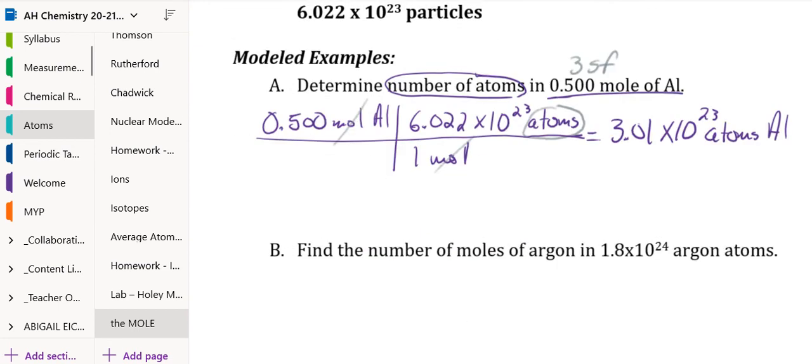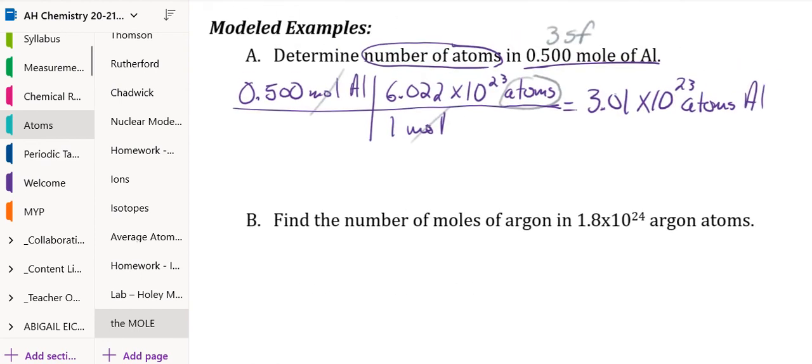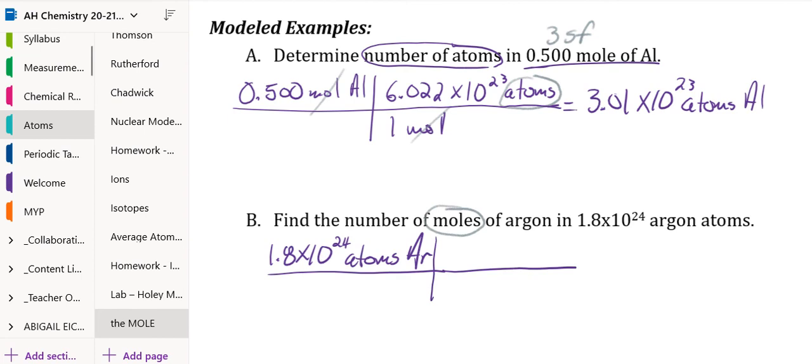Okay. Let's try the next one. Find the number of moles of argon in 1.8 times 10 to the 24th argon atoms. So, start with what you're given. 1.8 times 10 to the 24th atoms of argon. What are you trying to find? The moles of argon. That's a crazy big number.